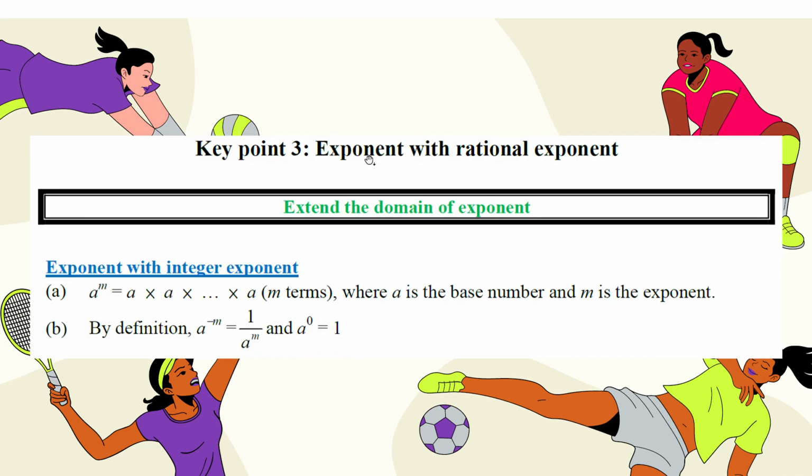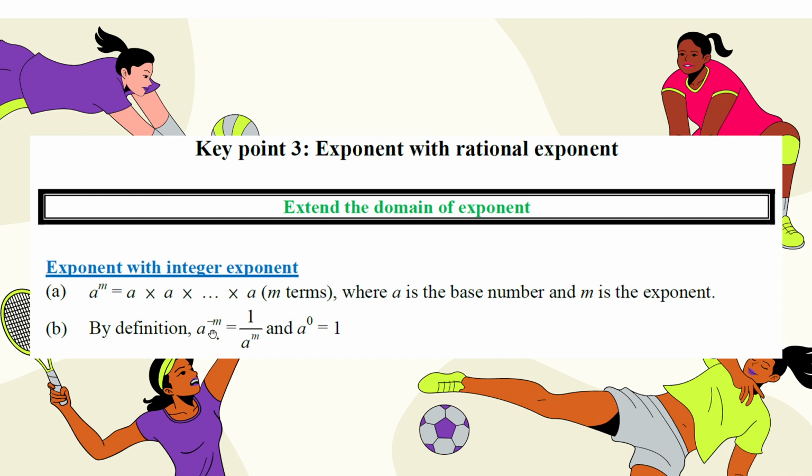And next one, exponents with a rational exponent. We want to extend the domain of exponents, the concept of exponent. Before, the definition of exponent is that a to the power m means m copies of a multiplied together, and a is called the base and m is the exponent. So if it is a positive integer, it's okay, we understand. How about if it is a negative integer? So we extend it by definition.